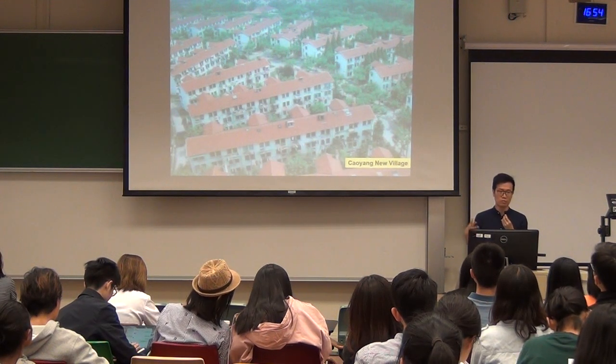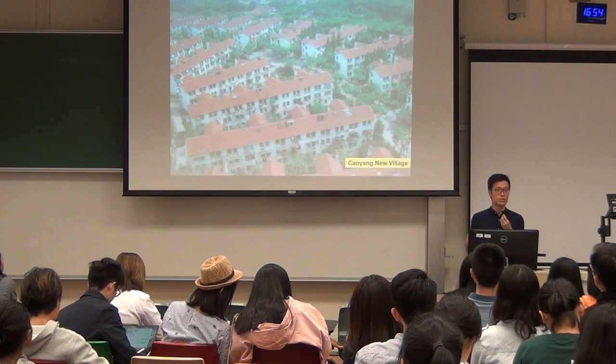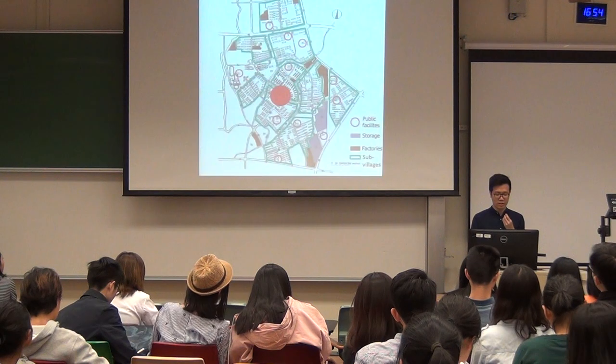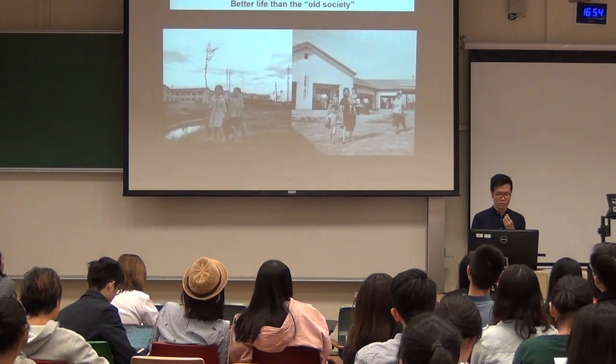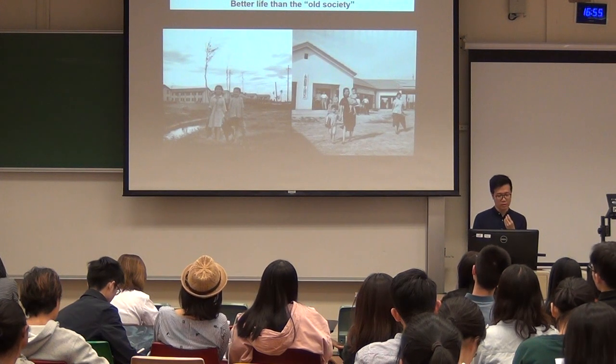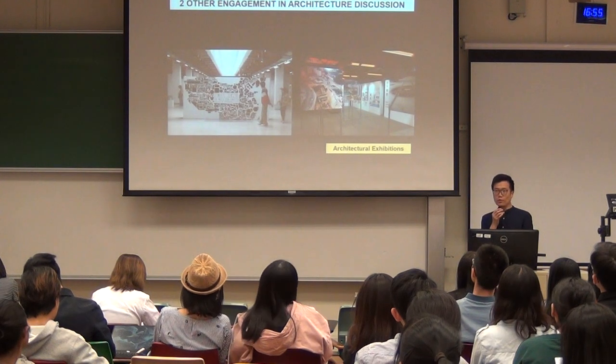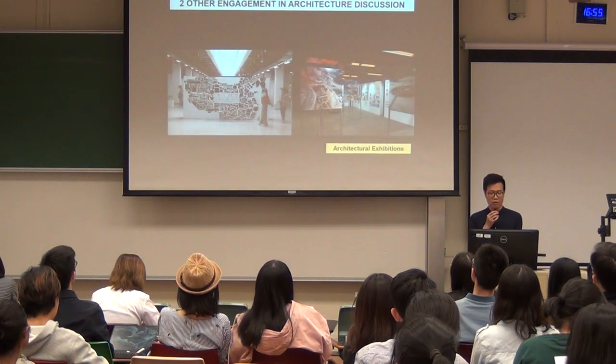There are worse housing, smaller housing. They have to share a public toilet. They have to share the kitchen. So it's not that rosy image you can see from these photos, but we have to also be critical about this. So that's about historical research about architecture.